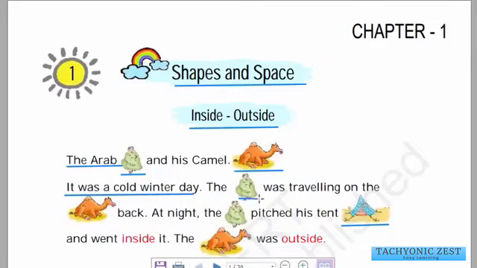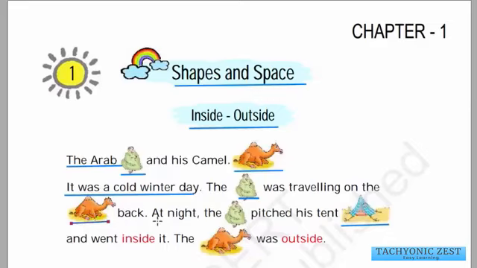This is the picture of an Arab. The Arab was traveling on the dash back. By dash I mean the camel. This is the picture of a camel. So the Arab was traveling on the camel's back.